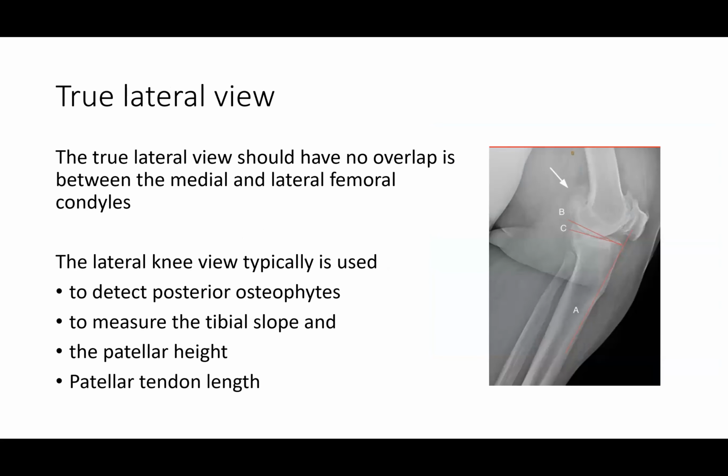The true lateral view should have no overlap between medial and lateral femoral condyles. It is typically used to detect the posterior osteophytes, to measure the tibial slope, the patellar height, and the patellar tendon length.